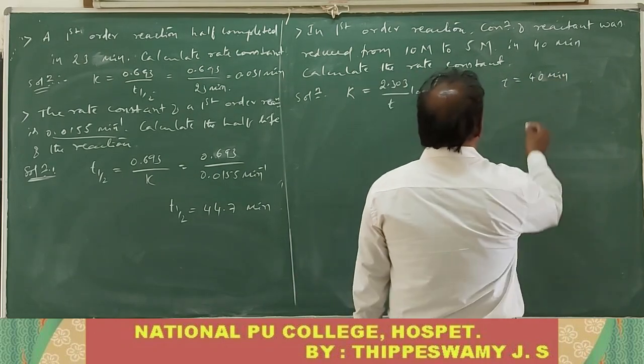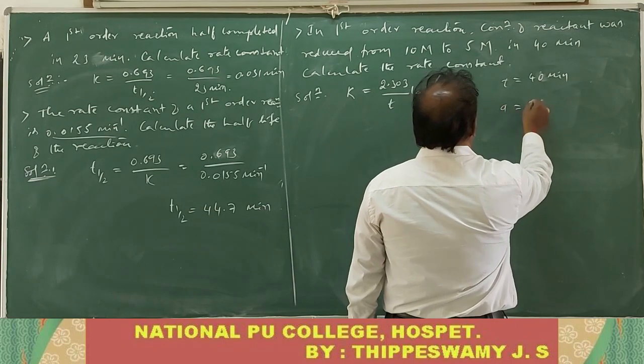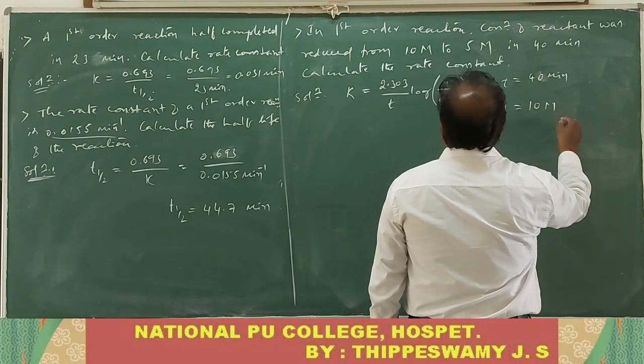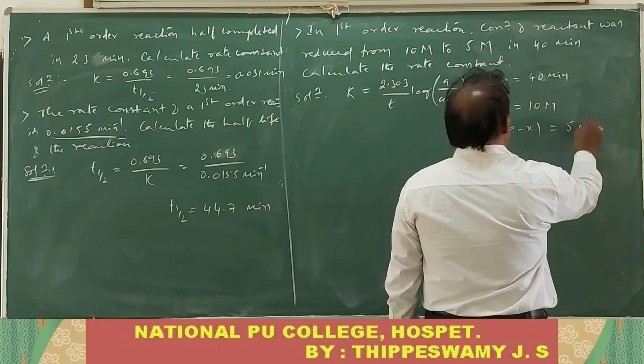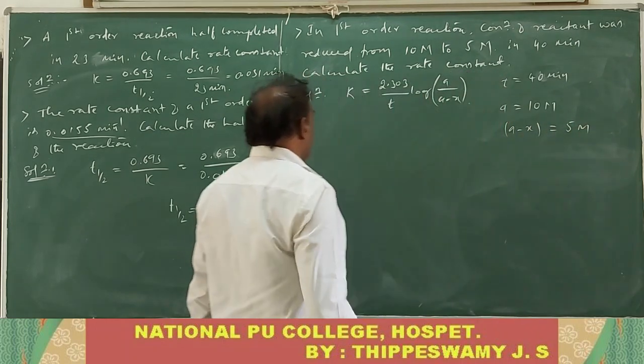And what is the value of a? That is the initial concentration, 10 M only. What is the value of the final concentration? That is a minus x, which is given as 5 M only. Now you can substitute the values.